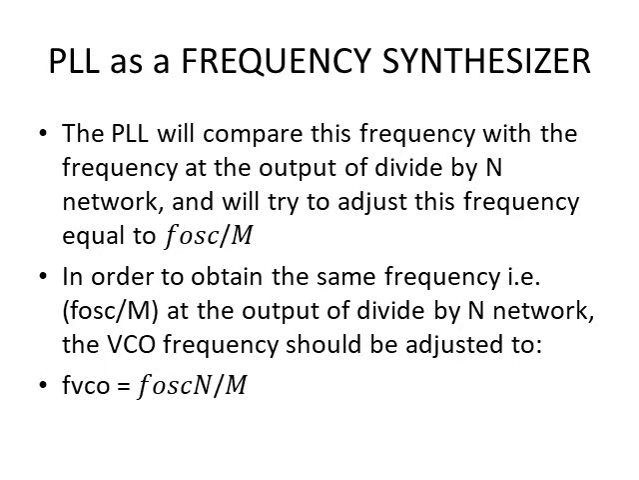The phase detector compares these two and produces a different error voltage. Again this process continues until the divided value reaches the input signal frequency value. Now the output frequency is different from the input frequency. So in order to obtain the same frequency at the output of the divide by N network, the VCO frequency should be adjusted. The voltage controlled oscillator frequency is the oscillator frequency into N divided by M.